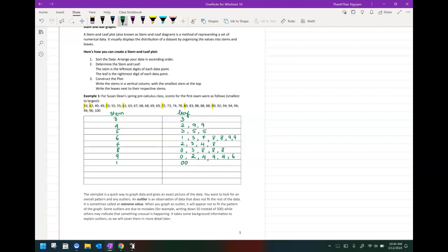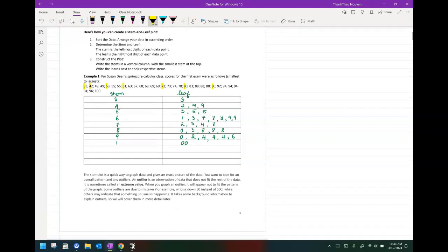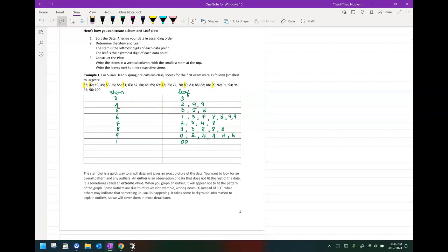By looking at this, we can see that here we have the set of data of the pre-calculus class scores for the first exam. So note that. It seems like most people scored in the 60s to the 80s. Right? The stem plot is a quick way to graph the data and give an exact picture of the data.